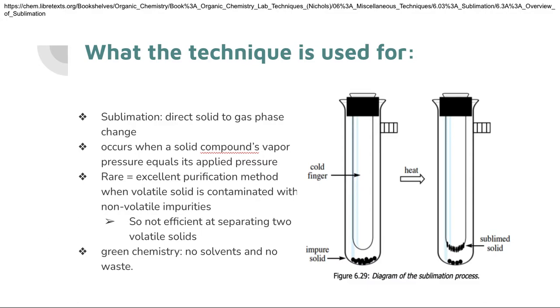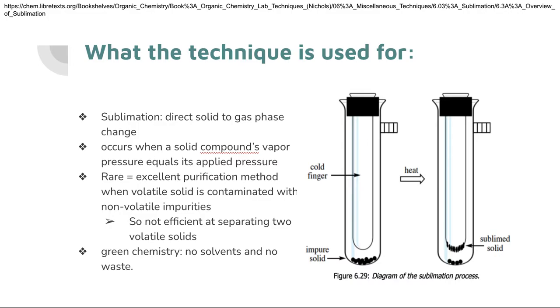So sublimation is uncommon. It's the direct transition of a substance from the solid phase to the gaseous phase without going through a liquid phase. It occurs when a solid compound's vapor pressure is equal to its applied pressure, and we'll talk about why this happens on the next slide.